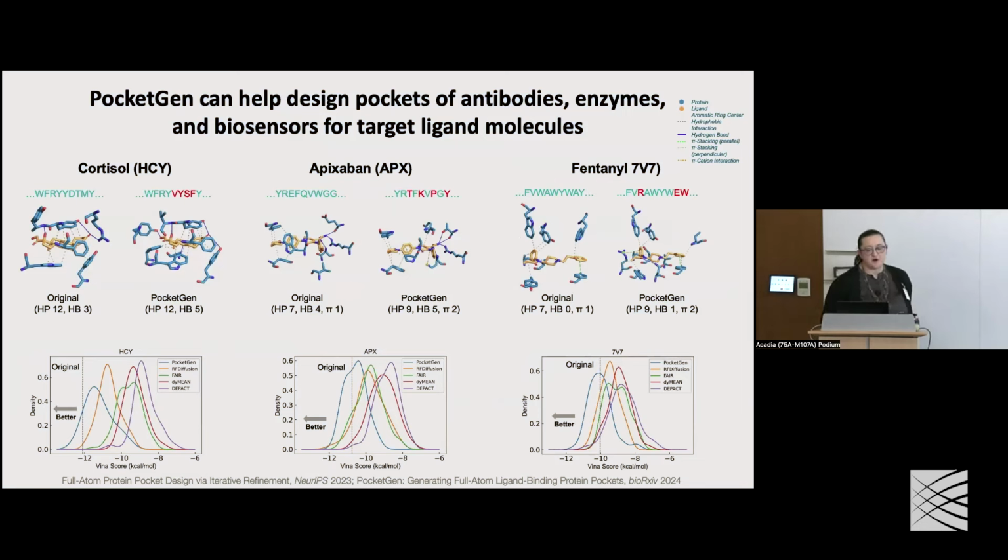As a very final point, just a few examples of how we are now applying PocketGen and using it to help design pockets of antibodies, enzymes, and biosensors for fixed target ligand molecules. And after convincing ourselves and establishing through rigorous benchmarking and multiple dimensions of model evaluation that PocketGen performs favorably over existing generative models, we are now looking into using PocketGen to design interactions between cortisol and specific protein targets, and then a recent anticoagulant that was approved by FDA for patients with atrial fibrillation, apixaban, and then also as a way to design new biosensors that could detect certain molecules such as fentanyl in collected biosamples.